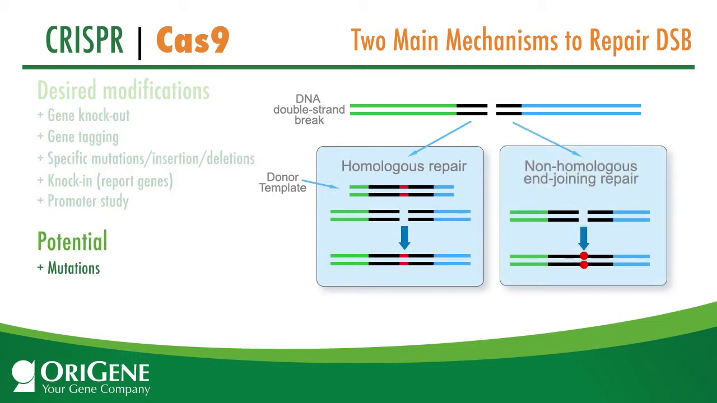Non-homologous end joining, where the ends of the break are joined together, introduces random mutations, insertions, and deletions. This can also be used to create variant libraries.